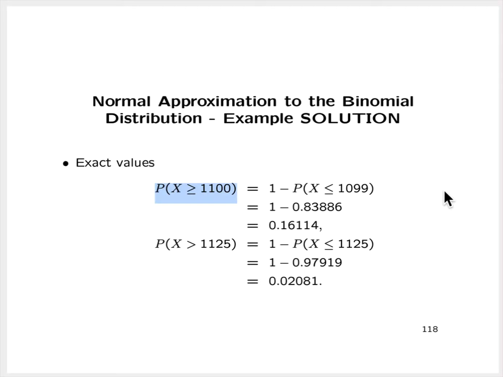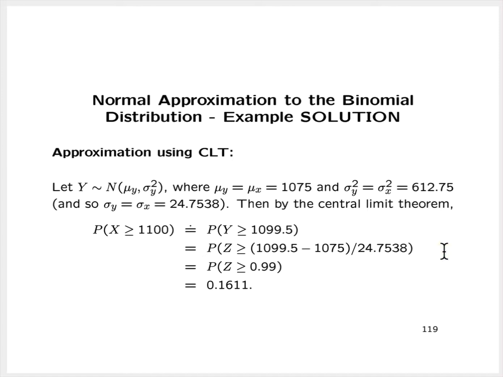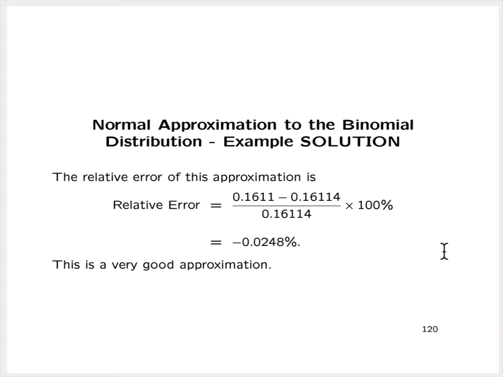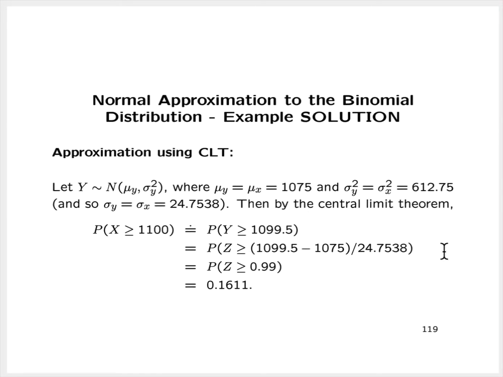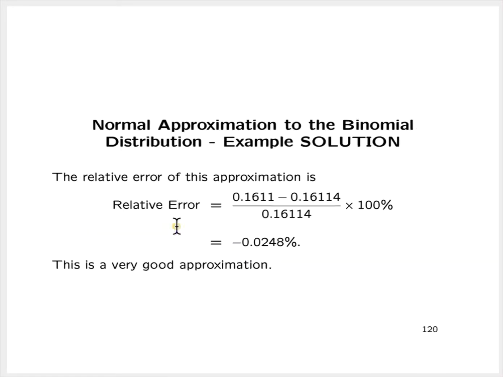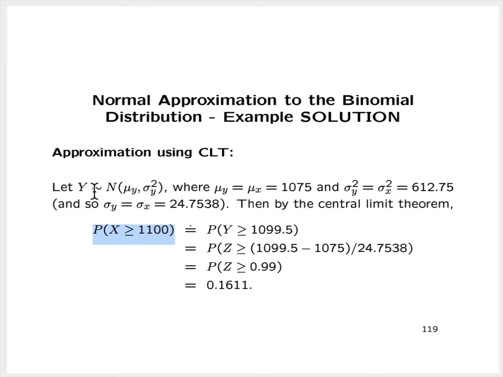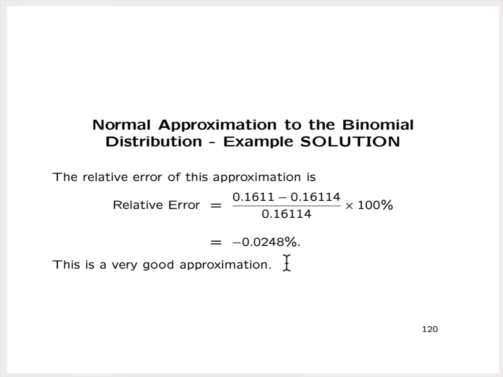Now, if you do have a software package that can calculate these things for you, that's fine, okay? But we may not, in certain situations, have access to that kind of software. But what we're seeing here is that if we had a standard normal table, it would be very easy to get a very good approximation of this probability using the appropriate normal distribution. And we see that the relative error is only about 2/100ths of 1%. So it's a very good approximation.